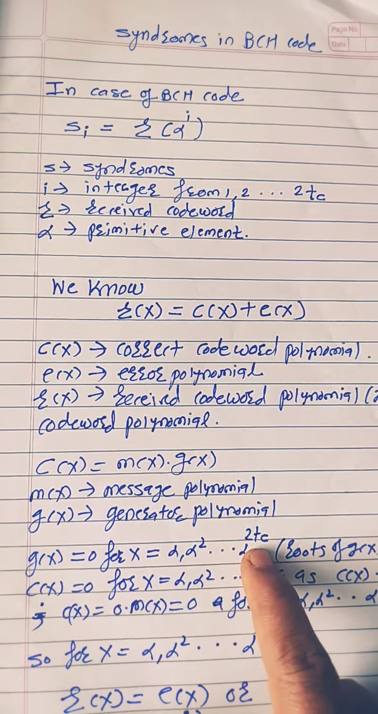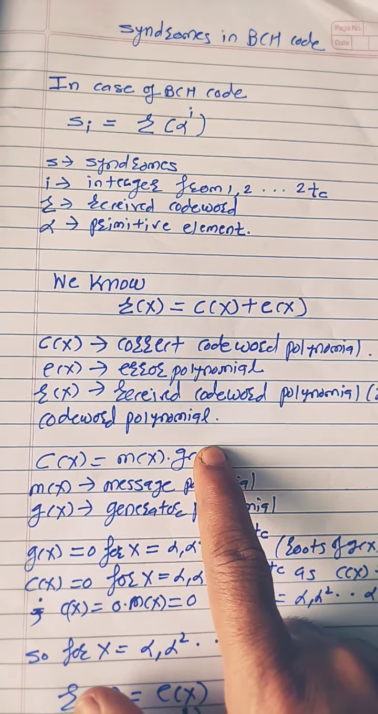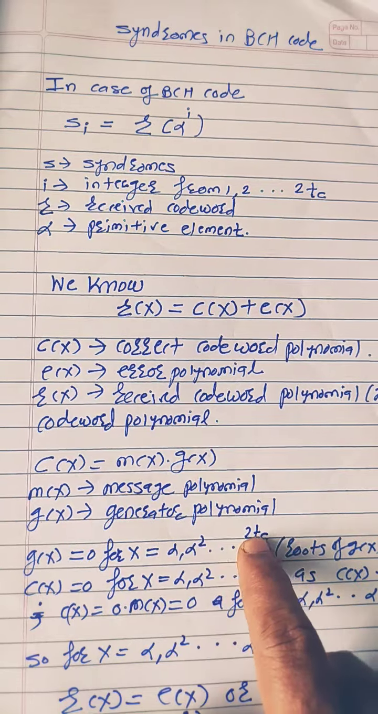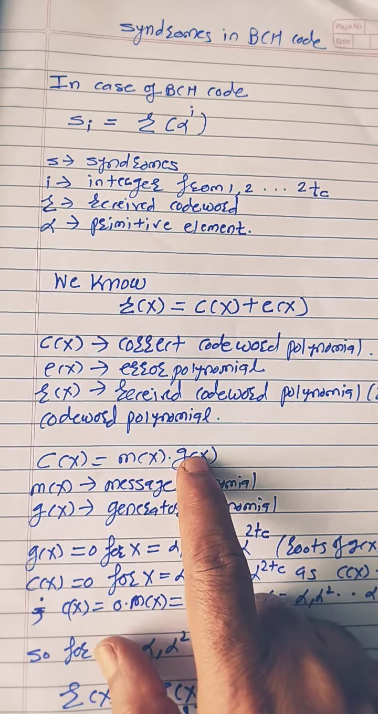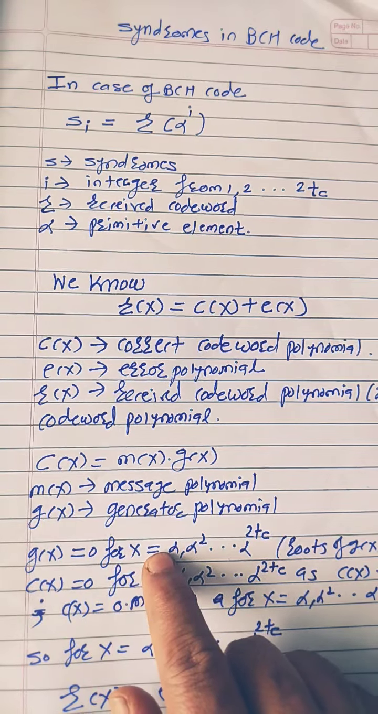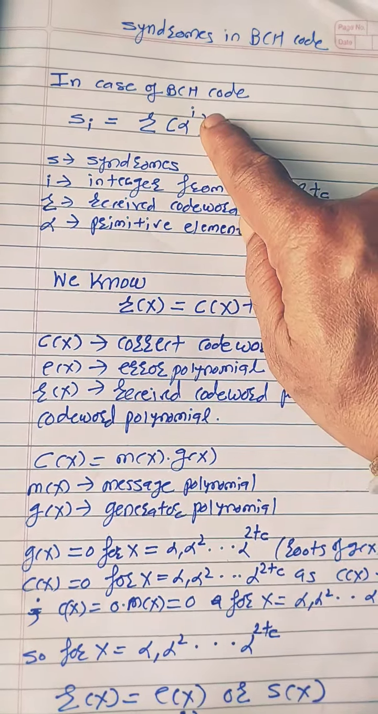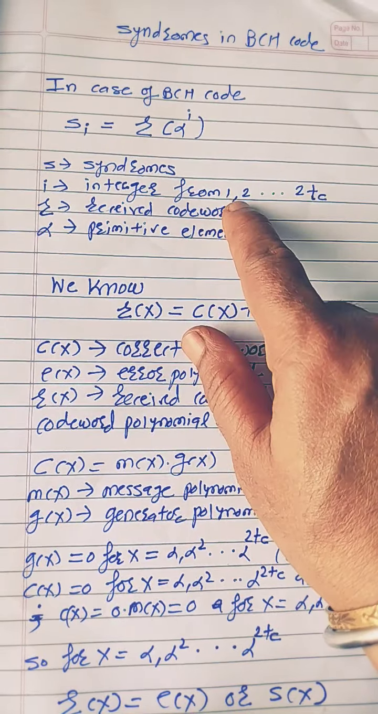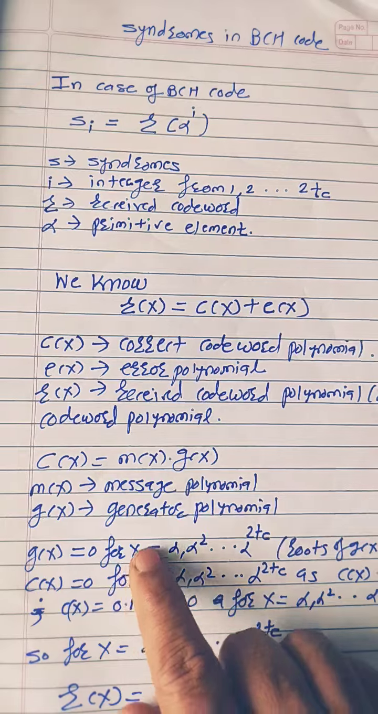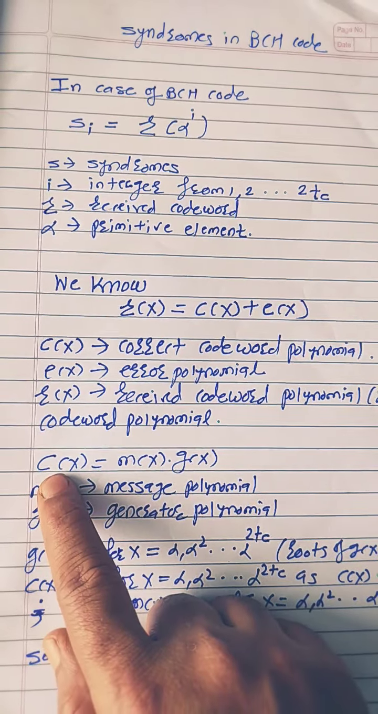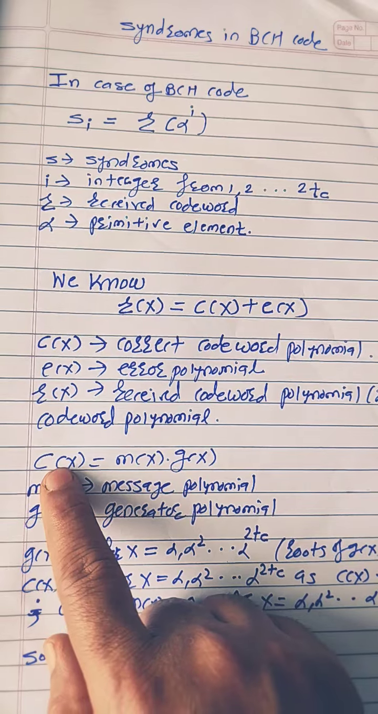That means for these values, g(x) is equal to 0. Similarly for these values, C(x) is also equal to 0 because g(x) is 0. So these values alpha, alpha square up to alpha raised to 2t_c, that means alpha raised to i, where i starts from 1 up to 2t_c, are also the roots of C(x).